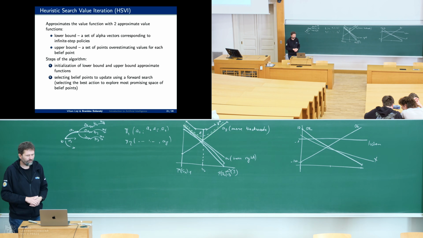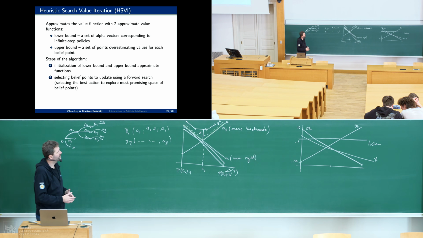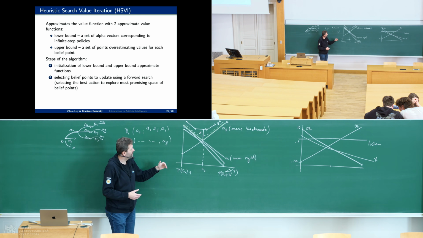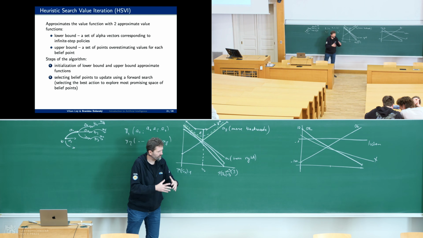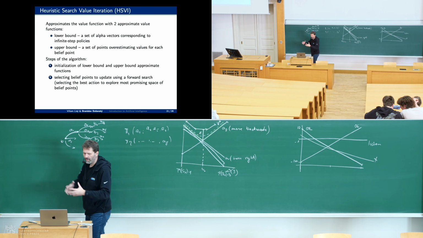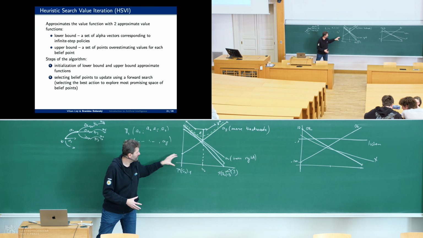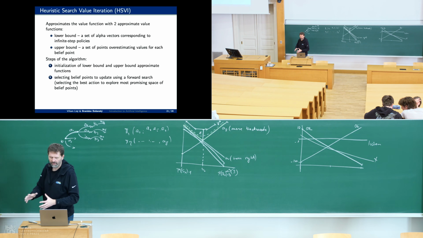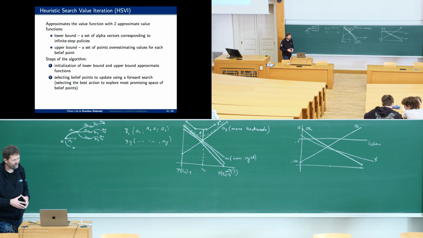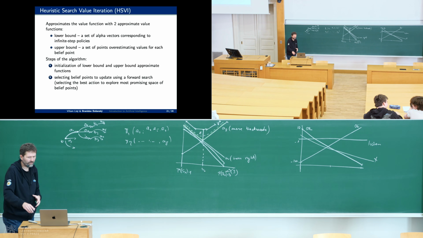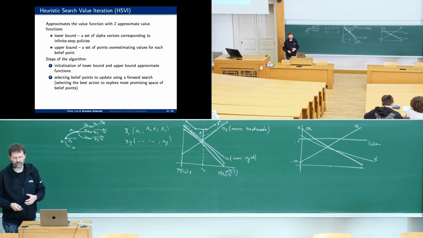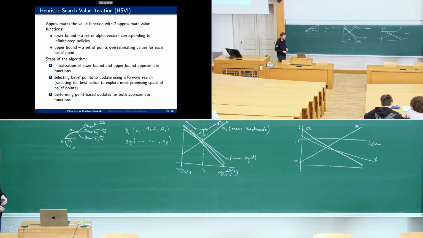So the belief points where the algorithm is making changes are not fixed, but at the same time we don't perform updates for the whole belief space, right? So this is the improvement over both point-based value iteration and the standard value iteration.